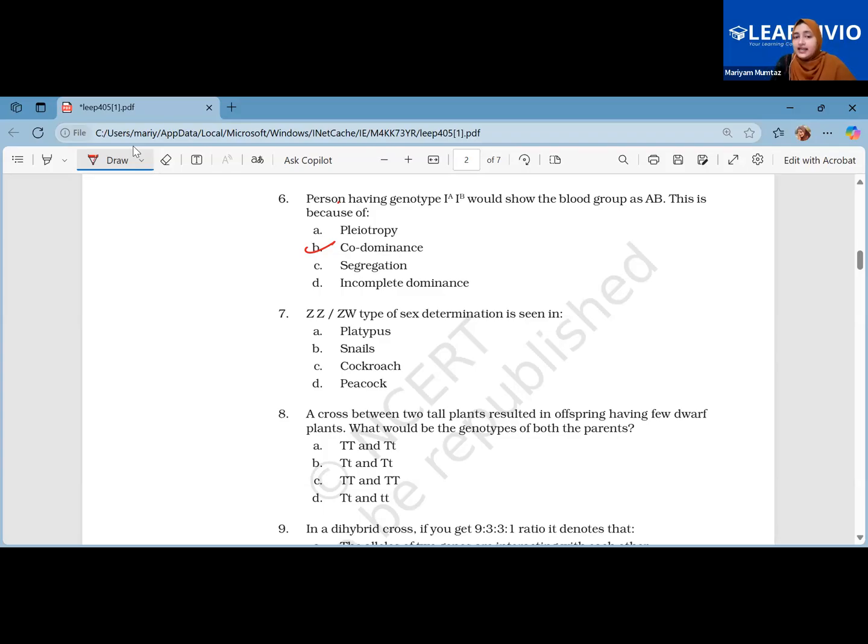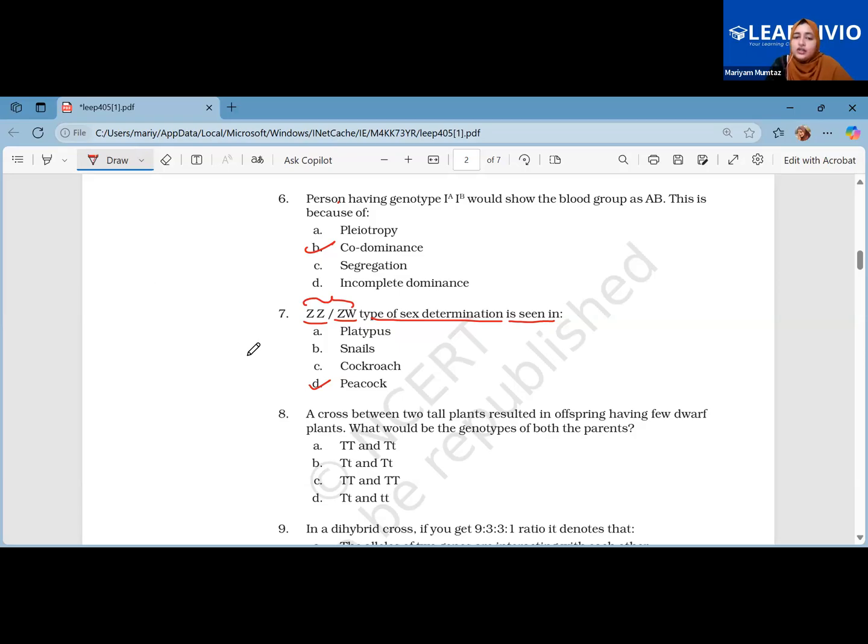Now the next is ZW type of sex determination. This is seen in which organism? Some birds. So what would be the answer? Peacock, right? You have to remember in which one you see these kinds of.